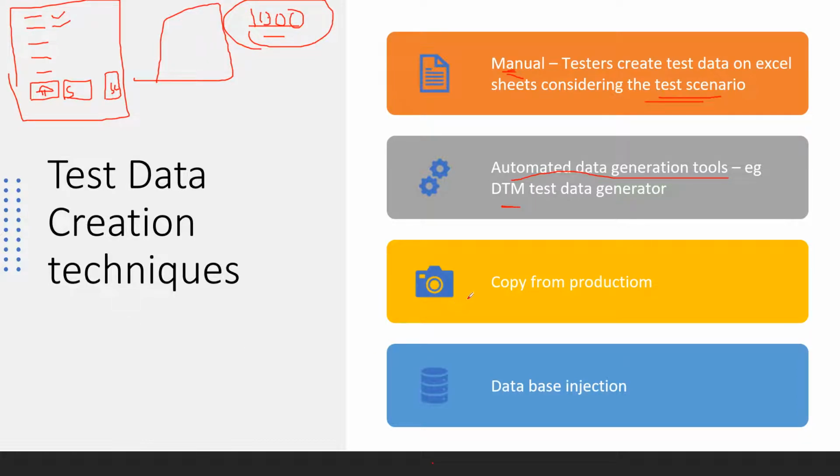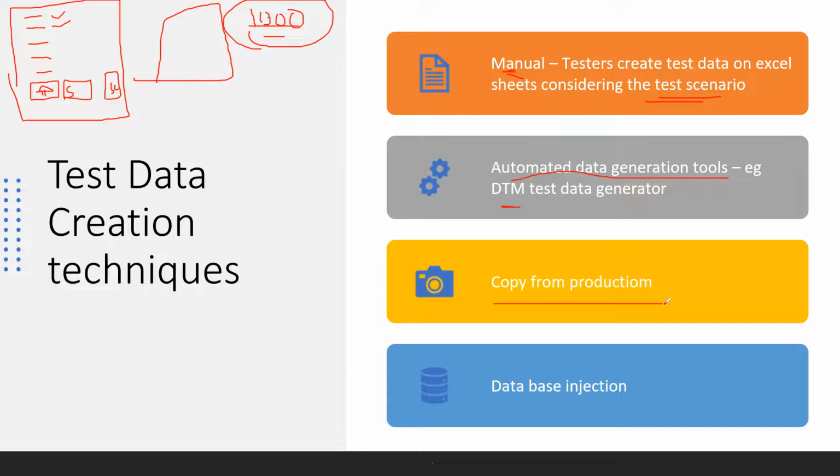So next is copy from production. Now what we will do is we can place a request to the production team or the product owner or anyone who is in production, who's responsible. We can say, we are not sure how the production data will look, so we want a copy or a sample from production so that we can do our testing.